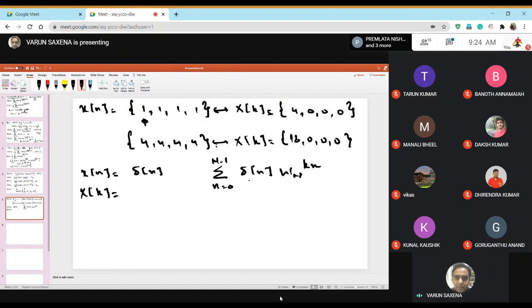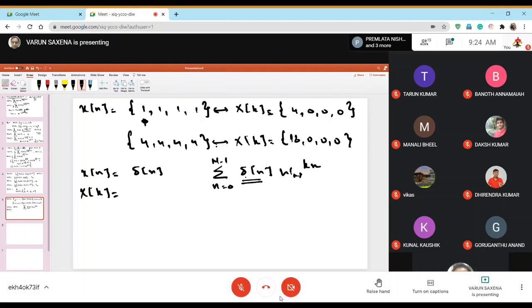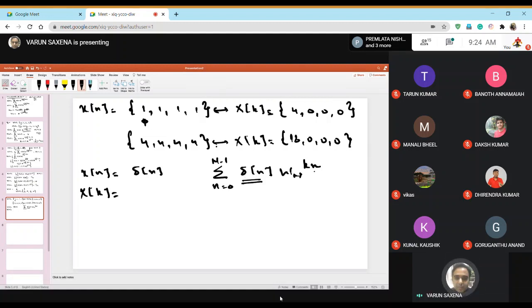See, because delta[n] is a function which is defined only at n equal to 0. It is not defined at any other n, right? So for all values of n, this function will actually be 0 except for n equal to 0. So if you put n equal to 0 here and n equal to 0 here, this should give you a 1. So the answer is 1, because if you put any other value of n, delta[n] is 0 at that instant. So this is 1, basically.